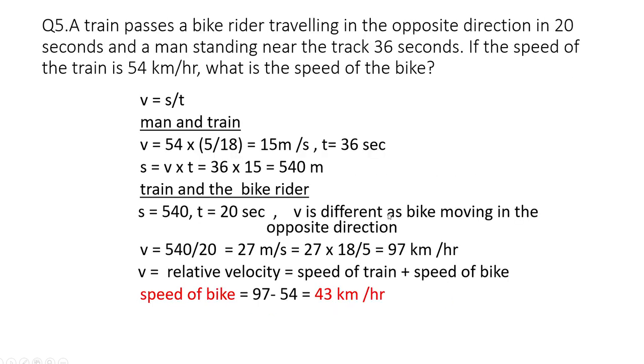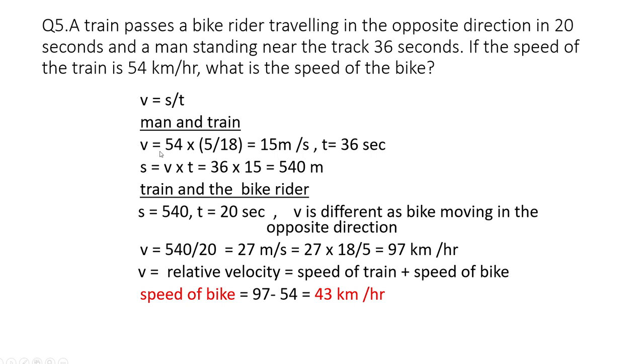Now one more question. A train passes a bike rider traveling in the opposite direction in 20 seconds and a man standing near the track in 36 seconds. If the speed of the train is 54 km per hour, what is the speed of the bike? So here we have V is equal to S by T. First we will consider man and the train.